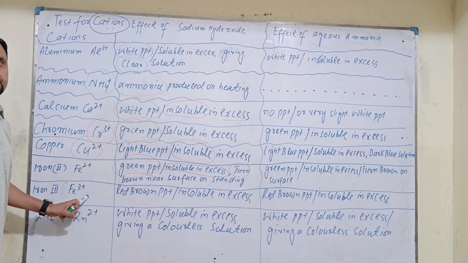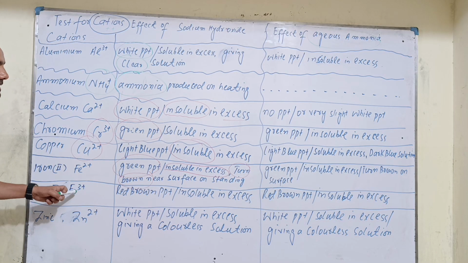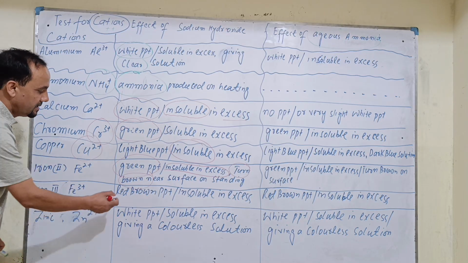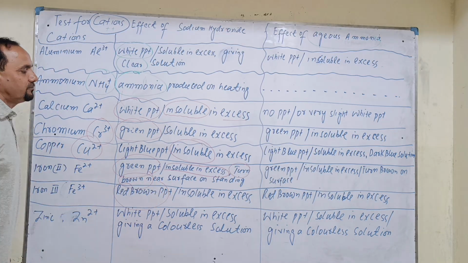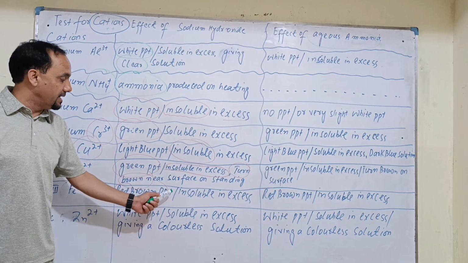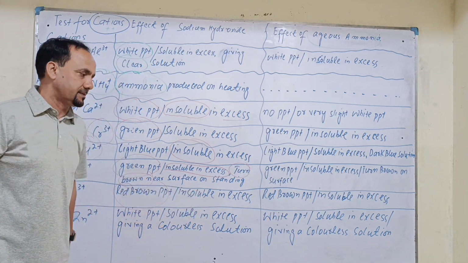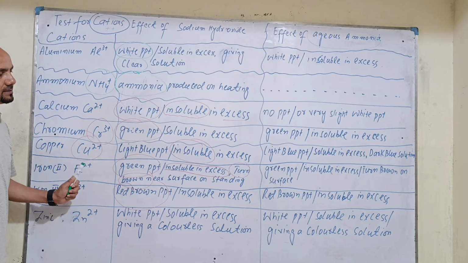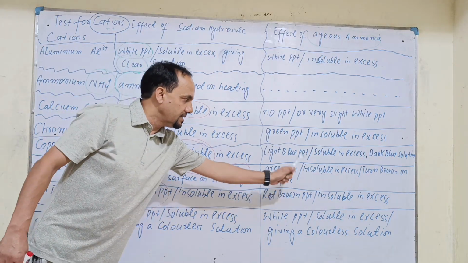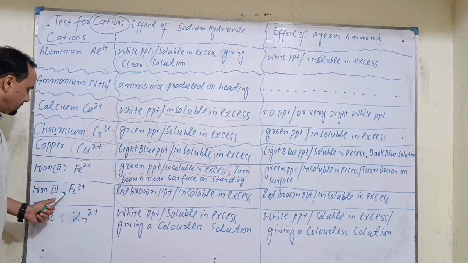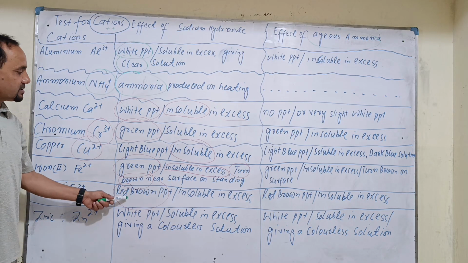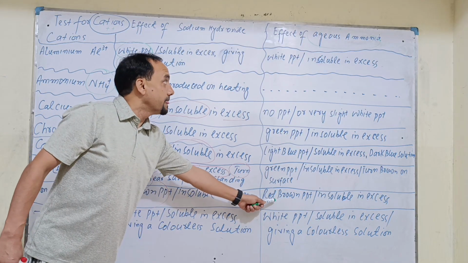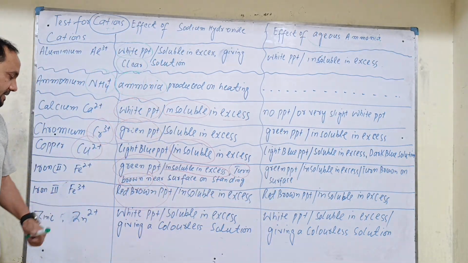Now Fe3+. If a salt containing Fe3+ and you are adding a few drops of sodium hydroxide, reddish brown precipitate will be formed and it will remain insoluble in excess. If ammonia solution is added to Fe3+, reddish brown precipitate, insoluble in excess. So for Fe3+, the test with sodium hydroxide solution and the test with ammonia solution is the same.